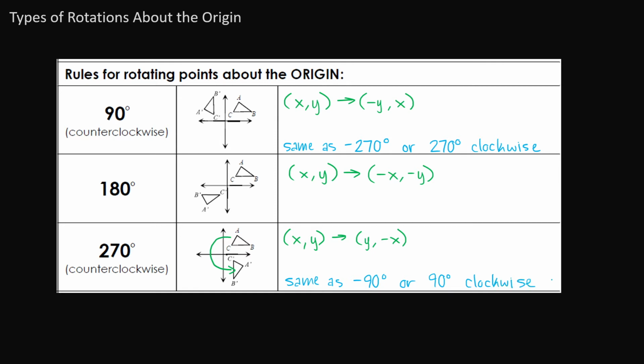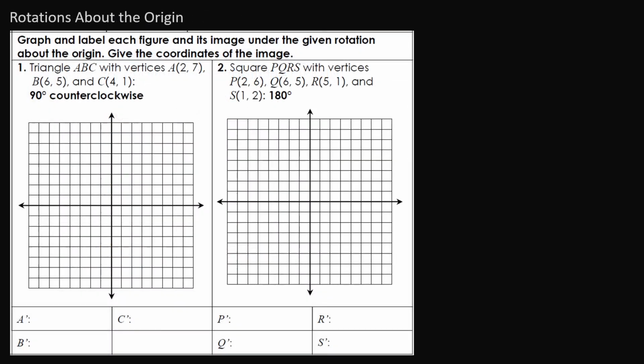So let's practice applying some of these rules. We want to graph and label each figure and its image under the given rotation about the origin, and we're going to give the coordinates of the image. So in our first problem here, triangle ABC has specific vertices, and we're going to rotate it 90 degrees counterclockwise. What I want to do first is plot the points and draw my pre-image. So A is at (2, 7), B is at (6, 5), and C is at (4, 1). So we've got A, we've got B, we've got C. And here's my pre-image triangle.